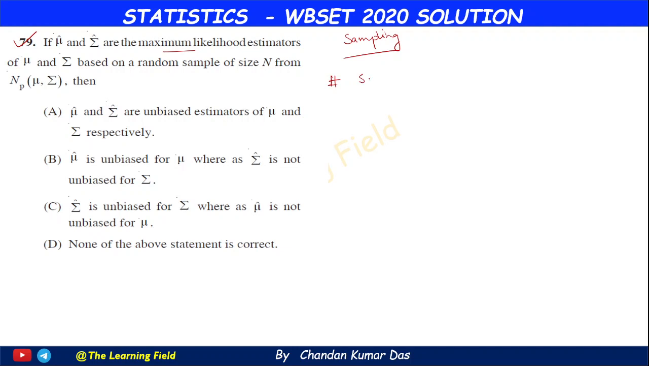Sample mean is an unbiased estimator of population mean, but sample variance is not.